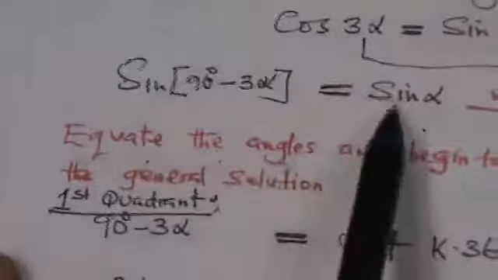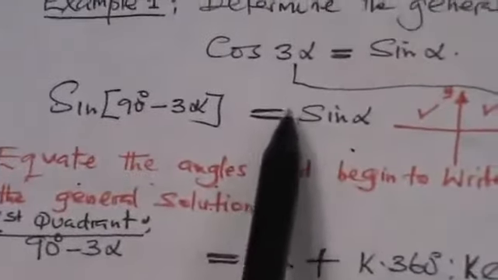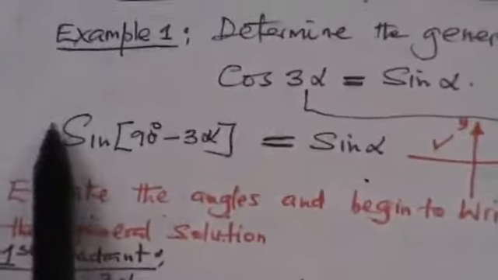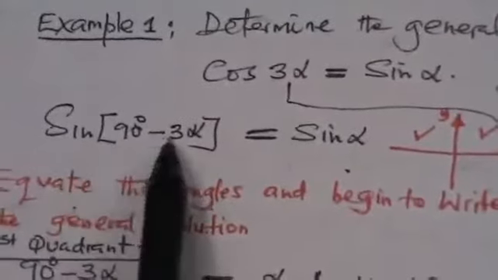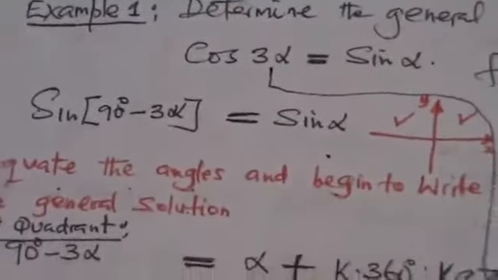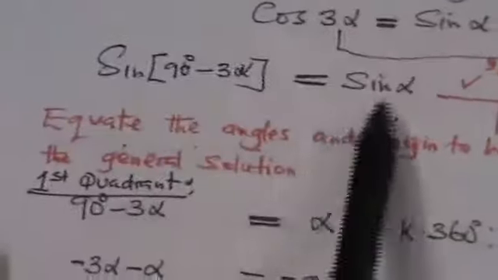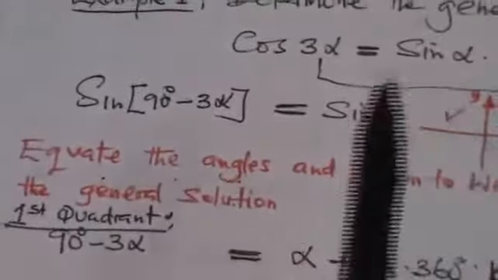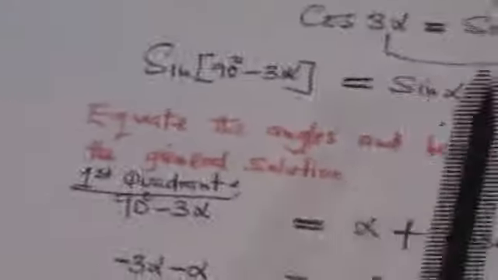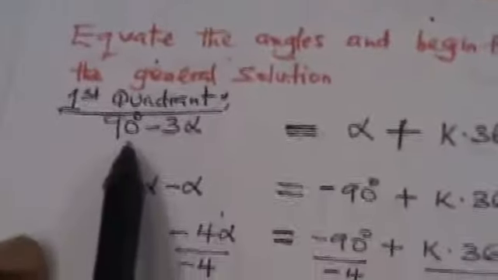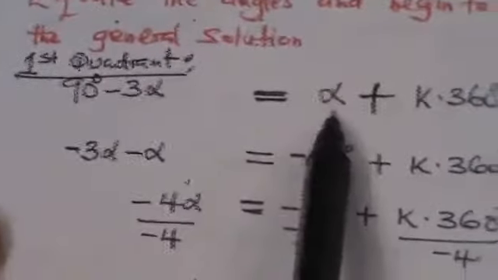Now, having said this, I begin equating the angles and writing the general solution here. Now that the ratio is sine and sine on both sides, and even here is positive and there also is positive, implying that the left-hand side is equal to the right-hand side. So what happens now? Ignore the ratios and equate the angles. Take note of this. The moment you begin to equate the angles, like I did here, that 90 minus 3 alpha is equal to alpha, you also begin immediately to write the general solution.